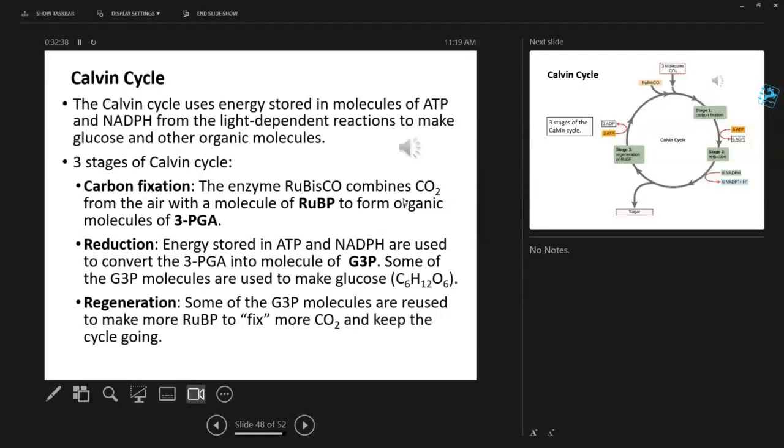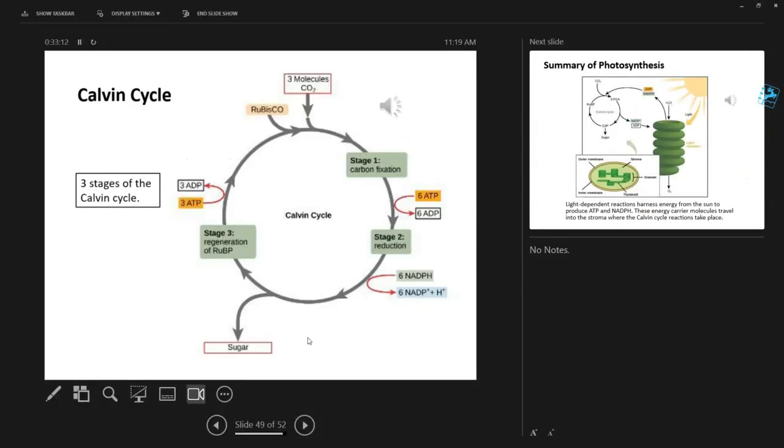So this is where the energy stored in ATP and NADPH is used to make the glucose sugar. That happens by high energy electrons or hydrogen atoms from these molecules getting transferred into the sugar molecule to make the sugar. And then regeneration, that's the continuation of the cycle after the sugar is made.